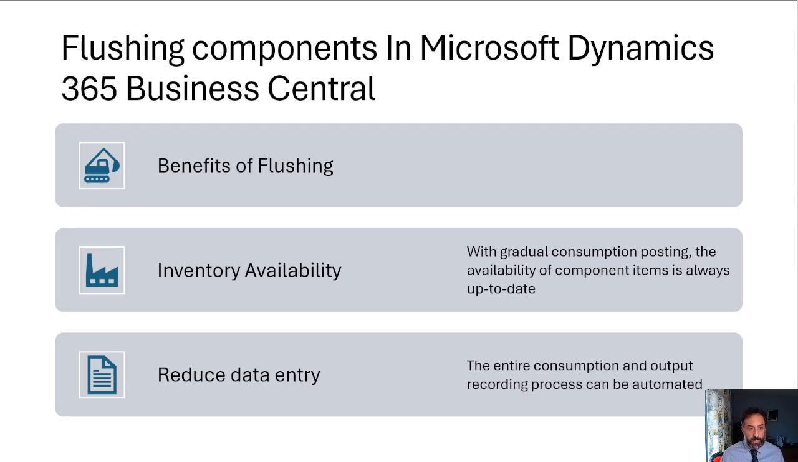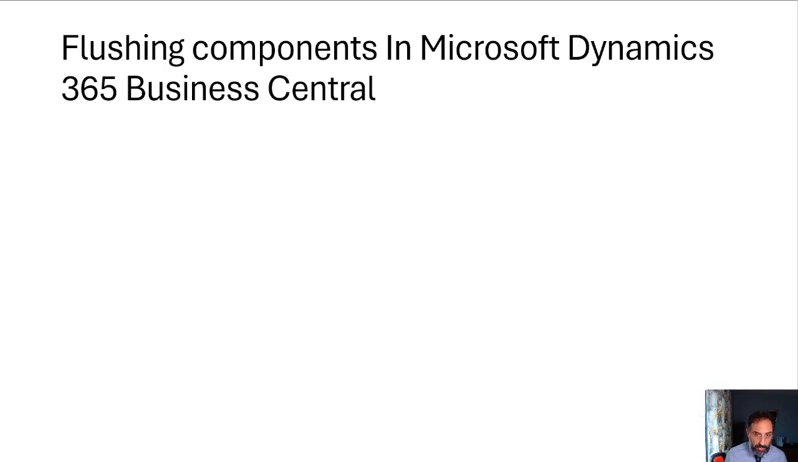Because a component in a production order is already associated to a demand. So the availability of the component is already decreasing once that component is on a production order, but its actual consumption happens in real time. So real-time inventory availability when we use flushing methods.